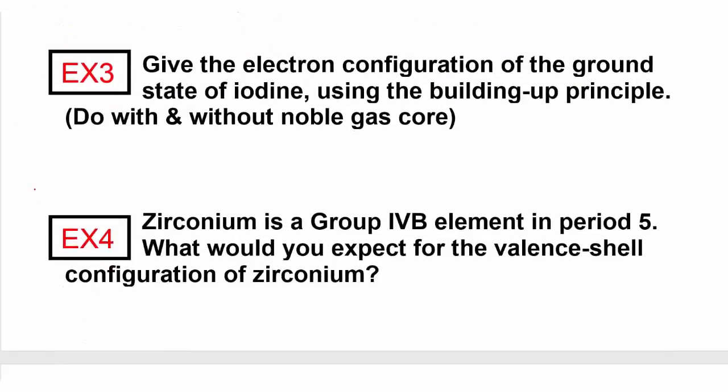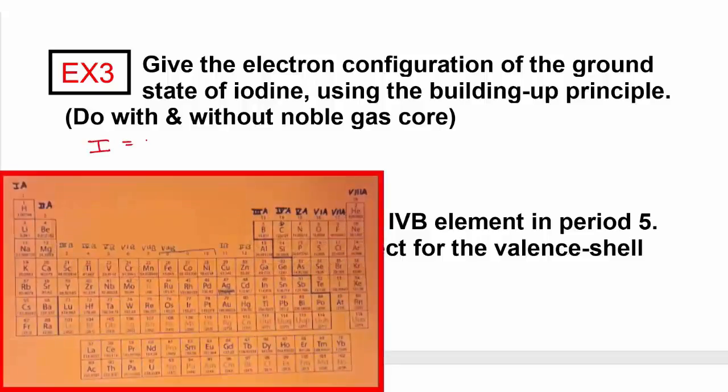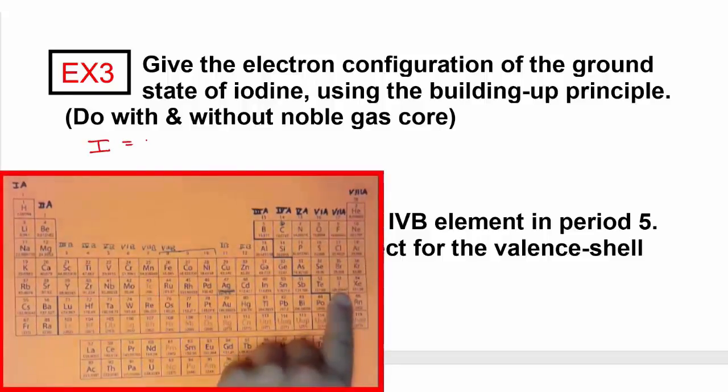Give the electron configuration of the ground state of iodine. Now do this with and without the noble gas core notation. Okay. Iodine, way down here. So keep filling the atomic orbitals until you hit iodine. See if you get the same answer as me.